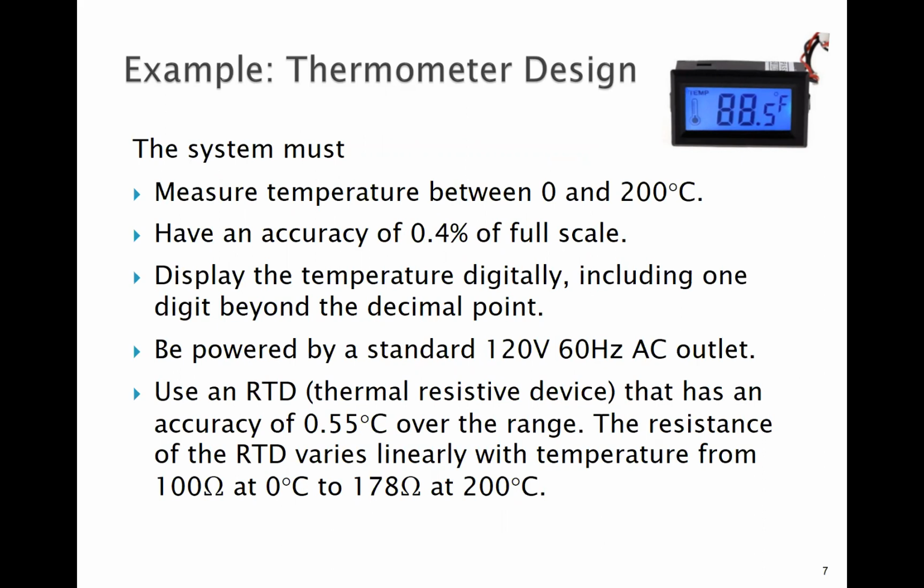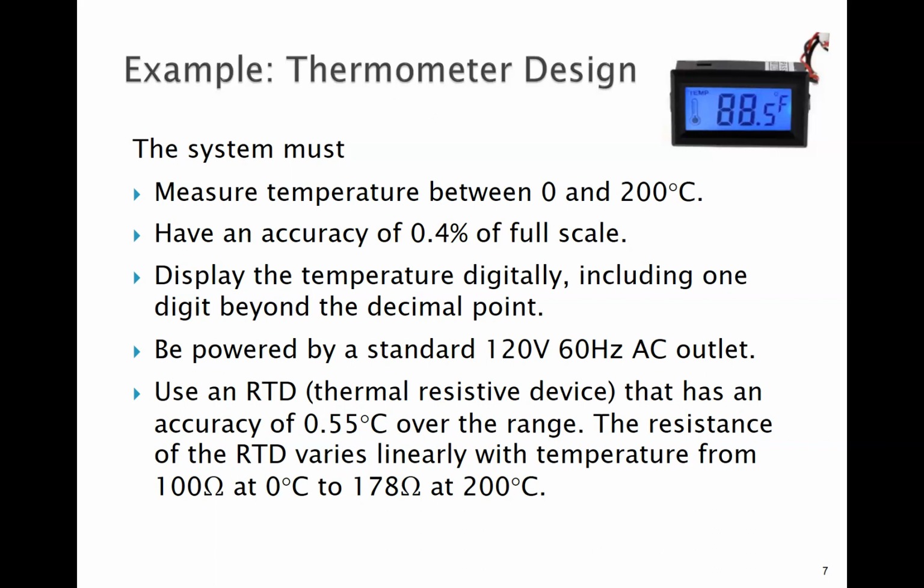Digital thermometer design. Here you can see the requirements. The system must measure temperature between 0 to 200 degrees Celsius, should have an accuracy of 0.4% of full scale, display the temperature digitally, including 1 digit beyond the decimal point, and be powered by a standard voltage outlet, so 120 volts in the US or 220 volts in Europe and Turkey.